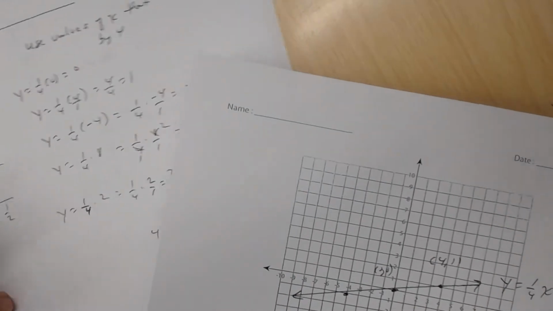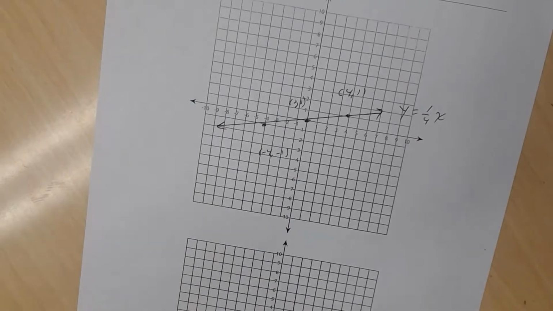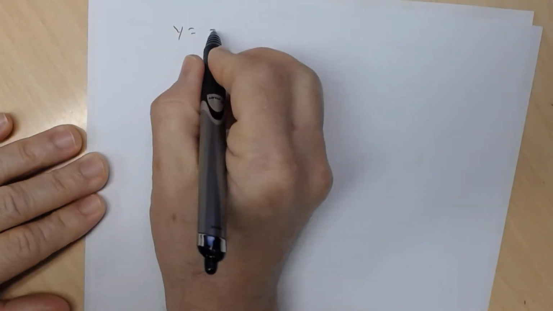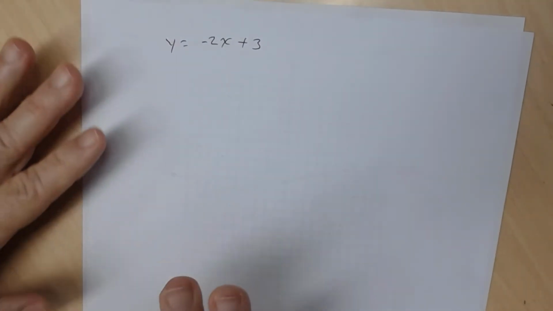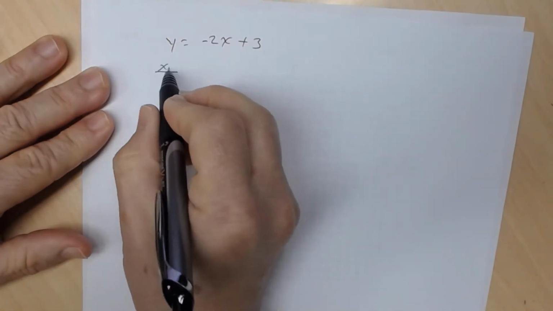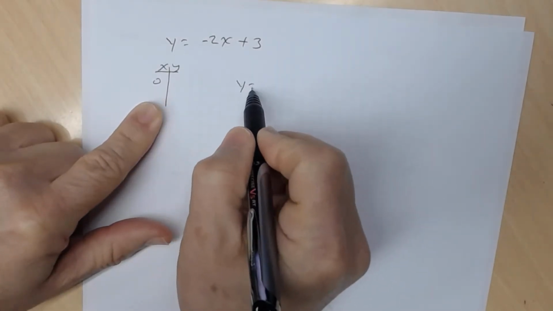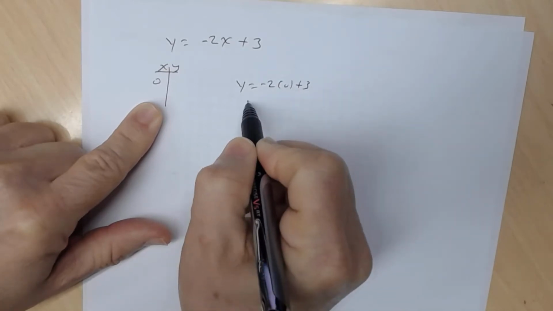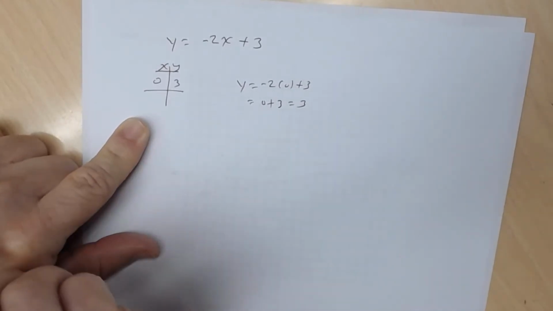All right, suppose we had this equation. Let's graph y equals negative 2x plus 3. Again, we're doing this by using a t-table. So if x is 0, I get y equals negative 2 times 0 plus 3. Negative 2 times 0 is 0. 0 plus 3 is 3. So I get my point 0, 3.